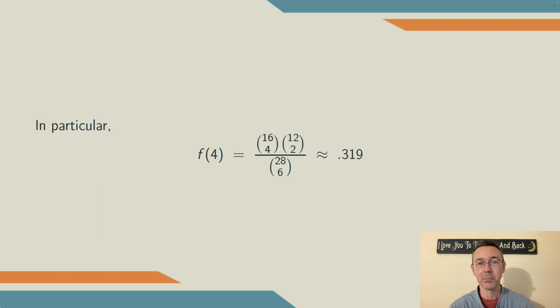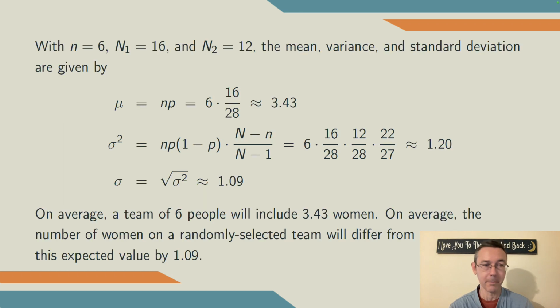In particular, we can plug in 4. We get 0.319, so there's about a 32% chance that this team includes exactly 4 women on that 6-member team. Using these parameter values in our formulas for mean, variance, and standard deviation, plugging in, simplifying, we get that the expected value is approximately 3.43. The variance is about 1.20, and the standard deviation is about 1.09.